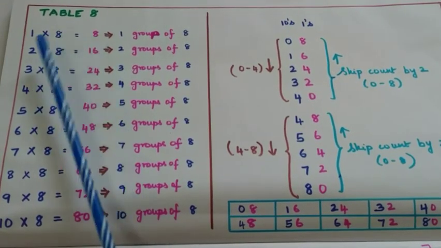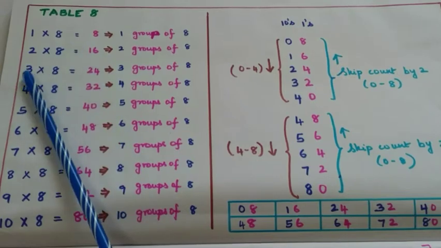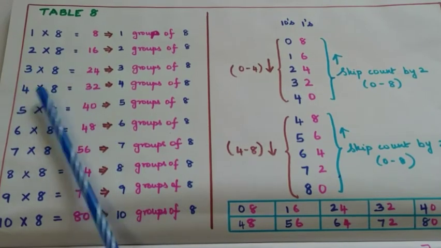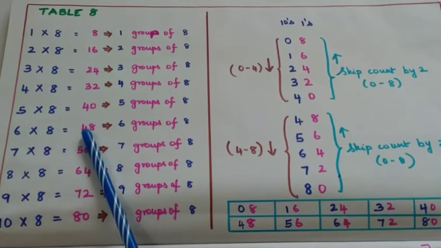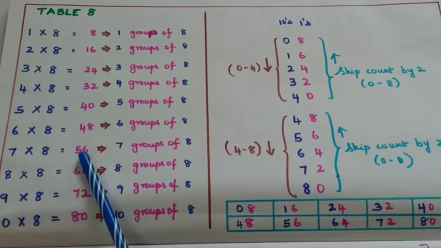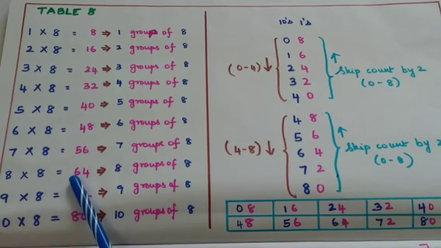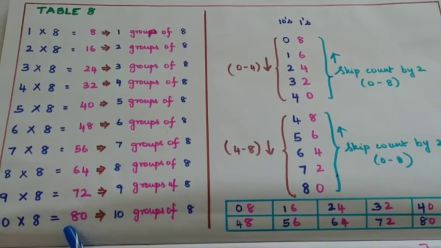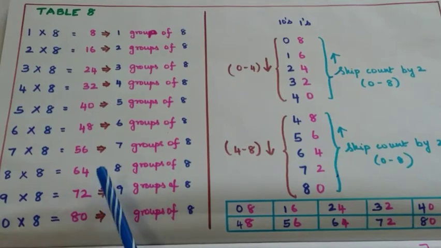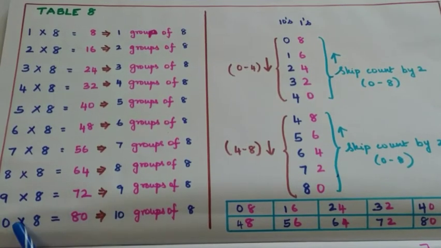1 8s are 8, 2 8s are 16, 3 8s are 24, 4 8s are 32, 5 8s are 40, 6 8s are 48, 7 8s are 56, 8 8s are 64, 9 8s are 72, and 10 8s are 80. It is important that the kids are able to read the table properly.